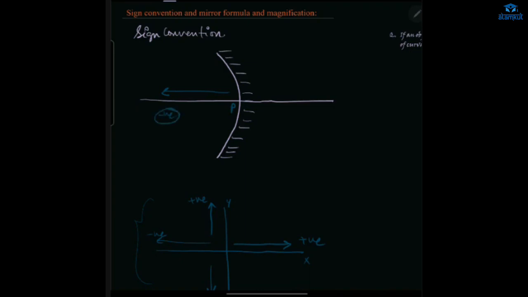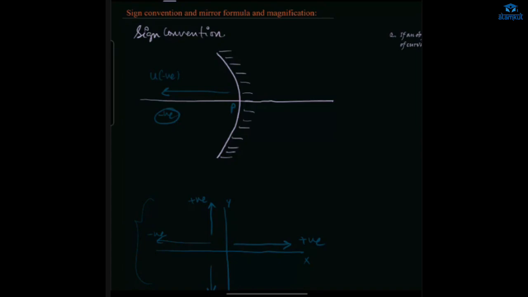Like the object is always placed on the left side of the mirror, because it has to be placed in front of the mirror, and here it is taken on the negative x axis. So u will always be negative, even if it is a concave mirror or lens, or a convex mirror or lens. So the object distance will always be taken as negative.